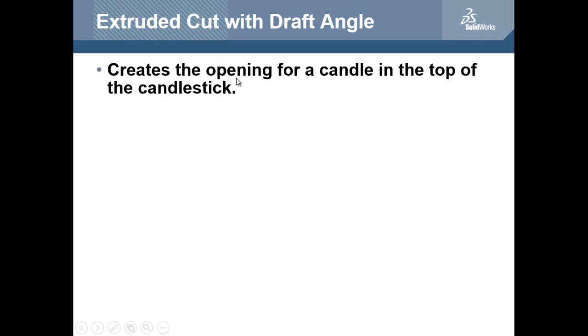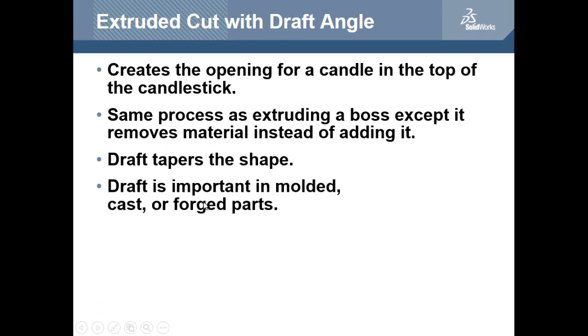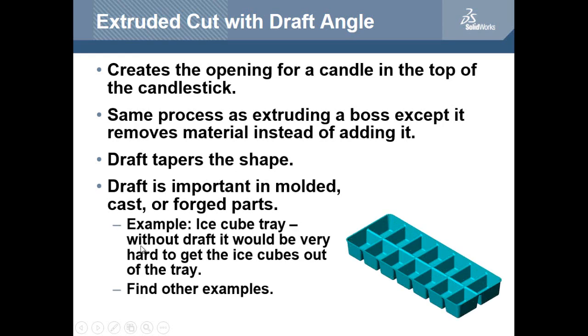Now you have to cut with an angle. Create the opening for a candle in the top of the candlestick. Same process as extruding a boss, except it removes material instead of adding it. Draft tapers the shape. Draft is important in molded, cast, or forged parts. For example, with an ice cube tray, without draft it would be very hard to get the ice cube out of the tray. Find other examples. That means that it's angled inwards.